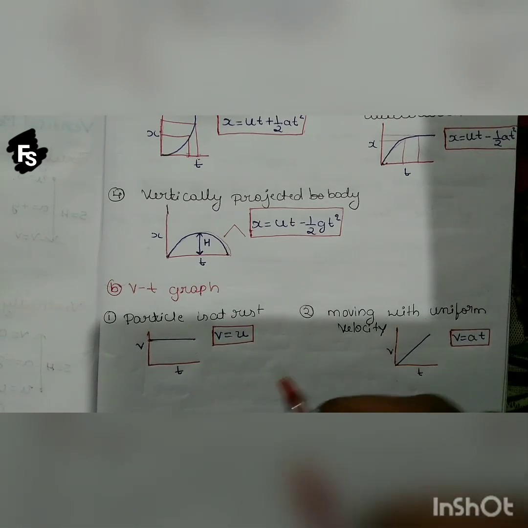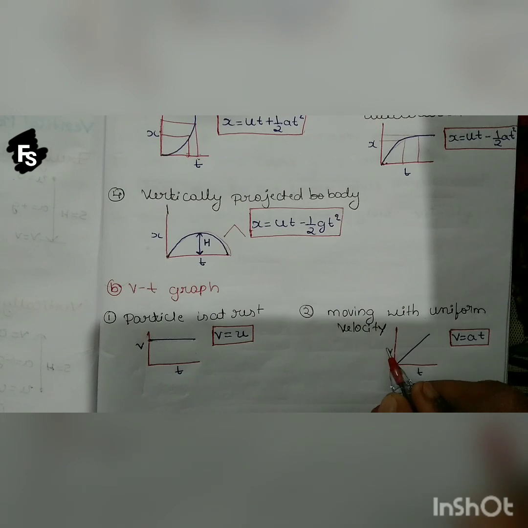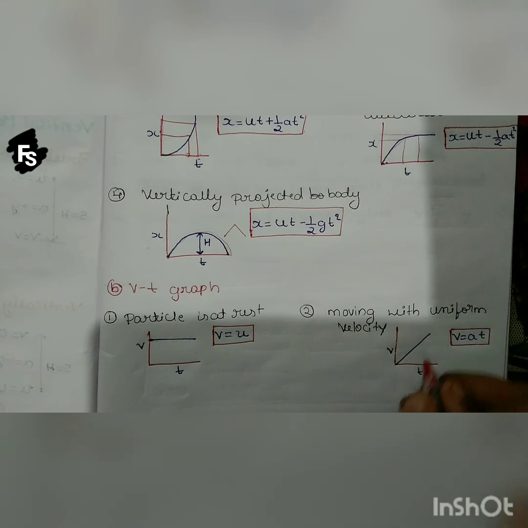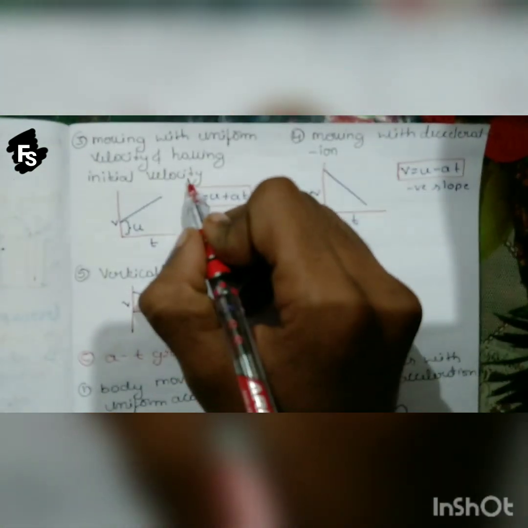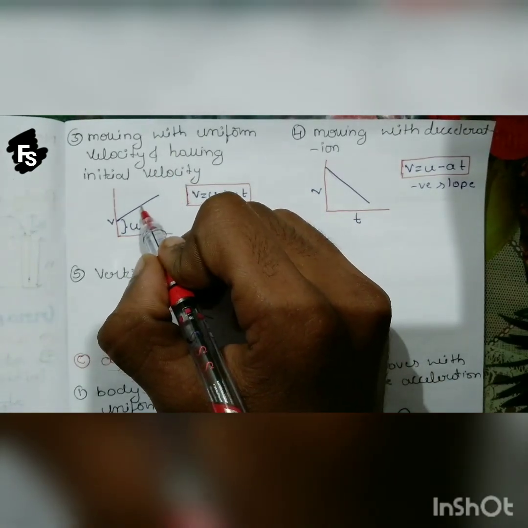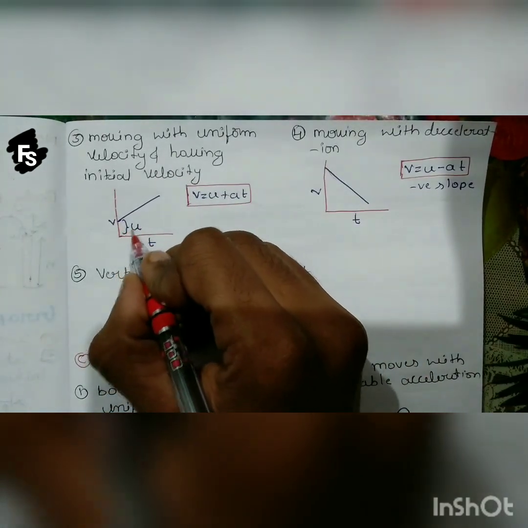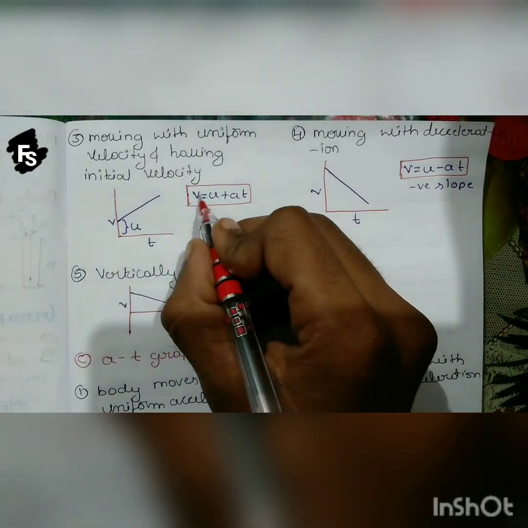Then we move on to the second graph, moving with uniform velocity. See here, it is covering equal distance in equal time taken, so it will be a straight line through origin. The equation will be v equals at. Third graph, moving with uniform velocity and having initial velocity. Here it is the same as the previous graph. The only extra is initial velocity, so v equals u plus at.